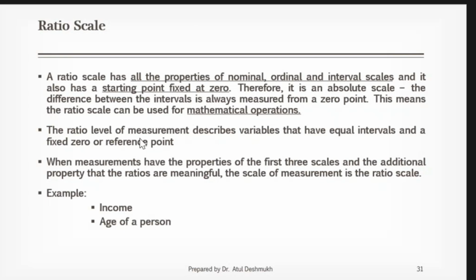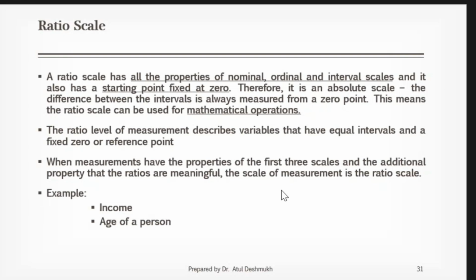The ratio level of measurement describes variables that have equal intervals and a fixed 0 or a reference point. So we have a reference point here. It's not an arbitrary point. It's not an imaginary point. It is actual 0, the 0 point. It is a starting point. When measurements have the properties of the first three scales, plus an additional property that ratios are meaningful, the scale of measurement is called a ratio scale.